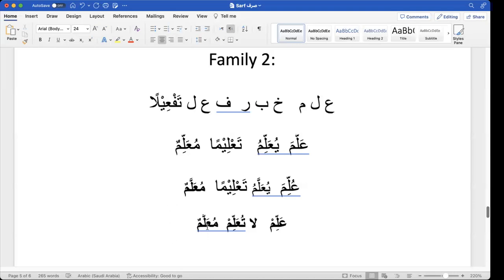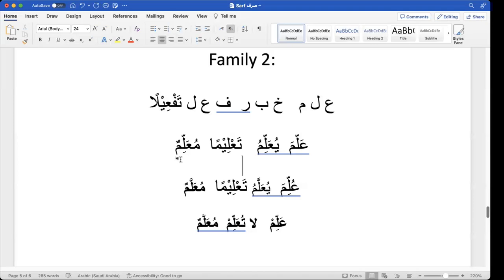Zarf is basically, let me tell you what a zarf is. It actually tells us time and place. Let me tell you the difference here. Now, first of all, let me tell you the meaning. Allama means he taught. Yu'allimu, he teaches. Ta'liman means ta'lim, teaching, education. Mu'allimun is ism fa'il, the one who does the action.